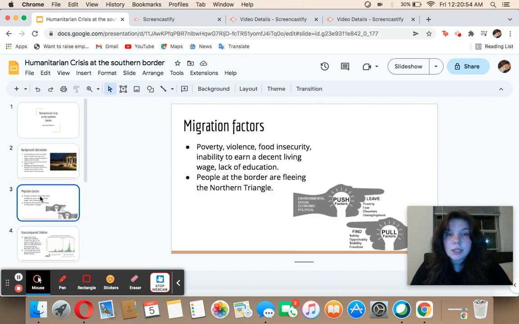I think it's important to understand why people are fleeing and to understand these migration factors, which most of them fall under economical, political, social, and environmental. Some of the most common factors that come to mind are poverty, violence, food insecurity, inability to earn a decent wage, and lack of education. People at the southern border are fleeing from the Northern Triangle, which includes countries like Guatemala, El Salvador, and Honduras. Those are the countries that are ranked the most dangerous because of the high rate of domestic violence and food insecurity because of storms and hurricanes that often hit Central America.